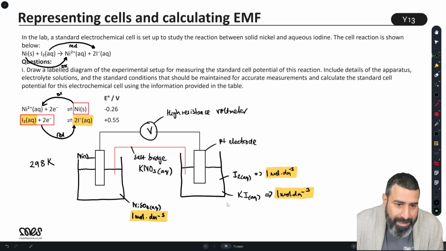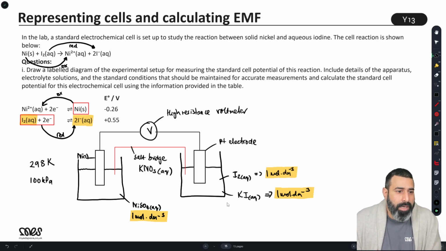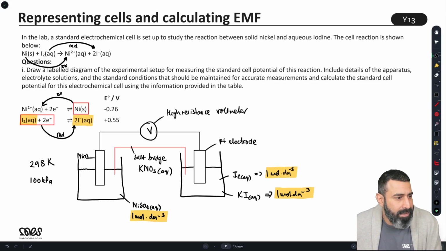Okay, so 100 kilopascals as well. So it's at atmospheric pressure. Okay, cool. So, are we missing anything? Is everything correct so far?